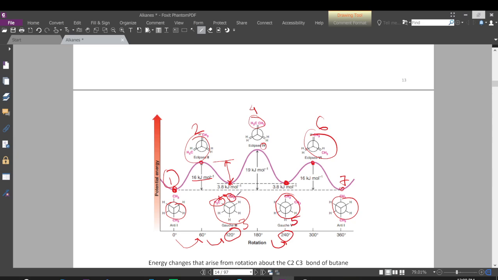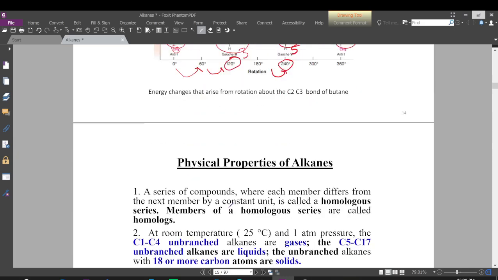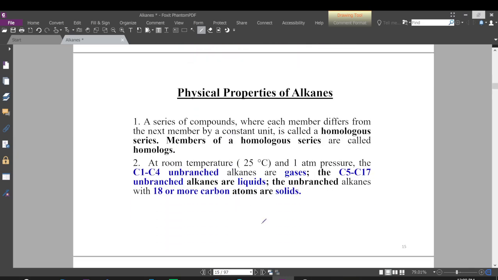The energy difference between 1 and 3 is 3.8 kilojoule per mole, because in the anti-conformation the methyl groups are farther apart than in the gauche conformations. In conformation 3, the methyl groups are beside each other, so the energy of the gauche conformation is higher than the anti-conformation, by 3.8 kilojoule per mole. So that's it.